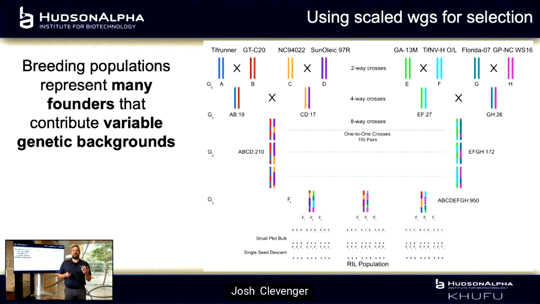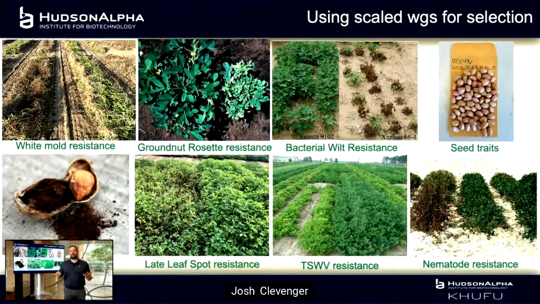And when we think about then, I have the resistance, but now I'm trying to actually accelerate crop improvement, which is what is in the title of this webinar. Breeding populations represent many founders, okay? And those founders contribute variable genetic backgrounds. And those genetic backgrounds have contributions that are important. And so it's not enough really to just say, I have a marker for this resistance and I can select for that in my breeding program. What I'd like to do is select for all kinds of really important traits that are potentially in my breeding populations. And how might I do that effectively?